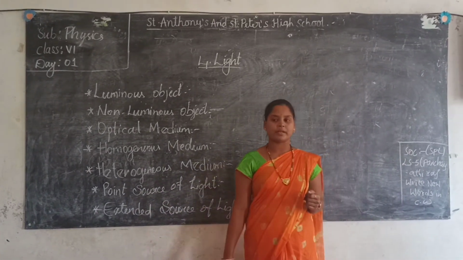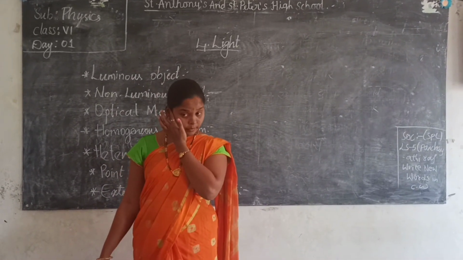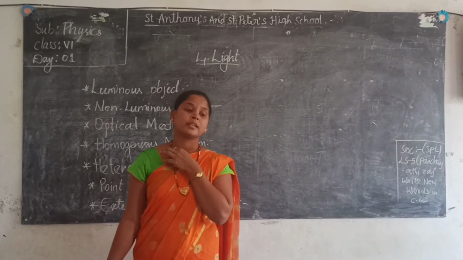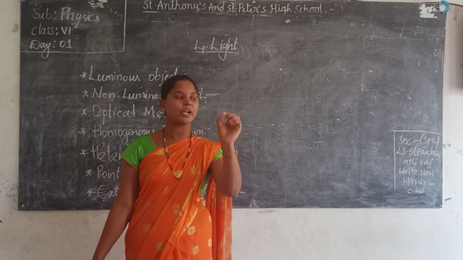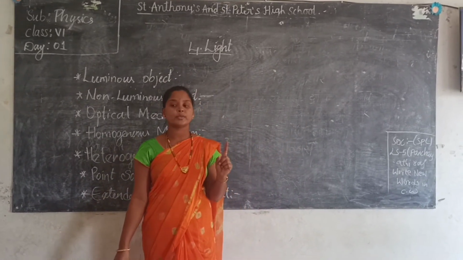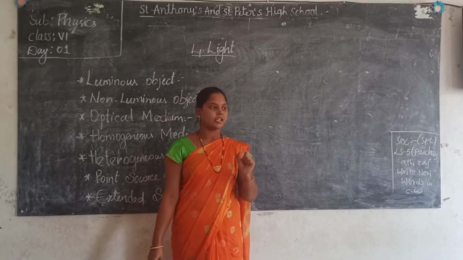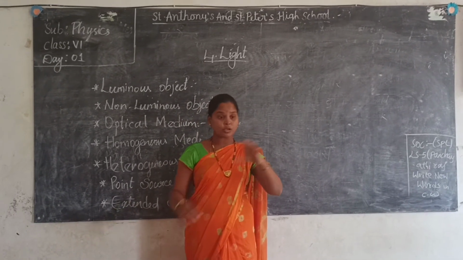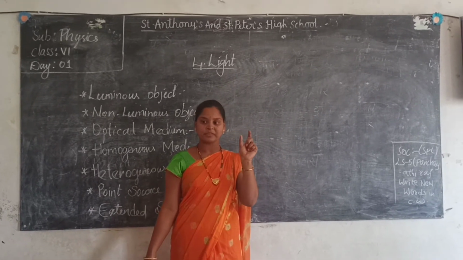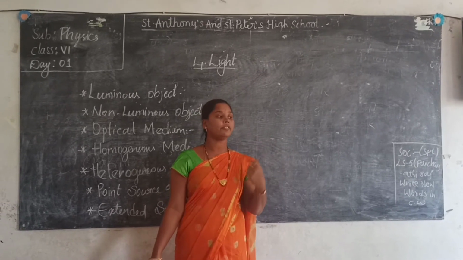Next, point source of light. What is a point source of light? The light produced from a single point. If you take a candle, you will get only a little light, no? From the exact point you will get the light. That type is called a point source of light.